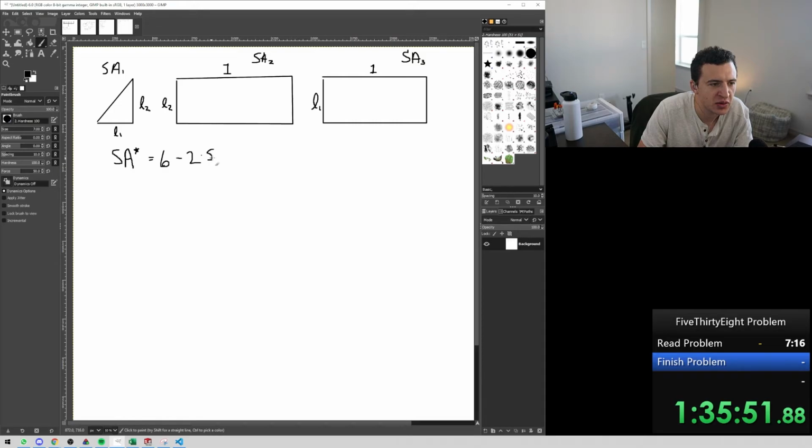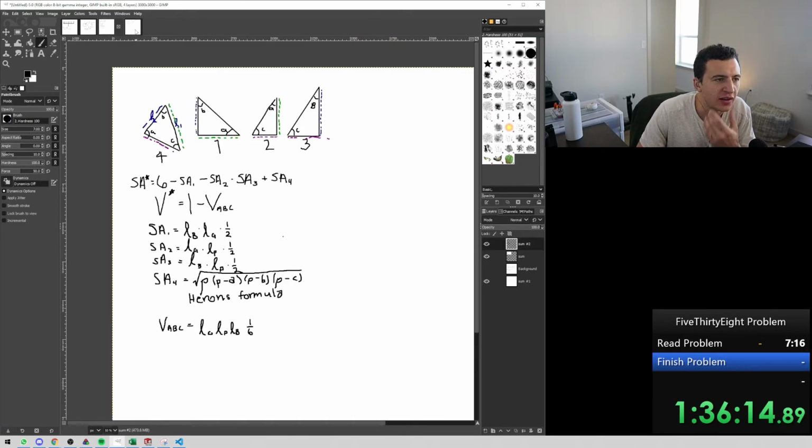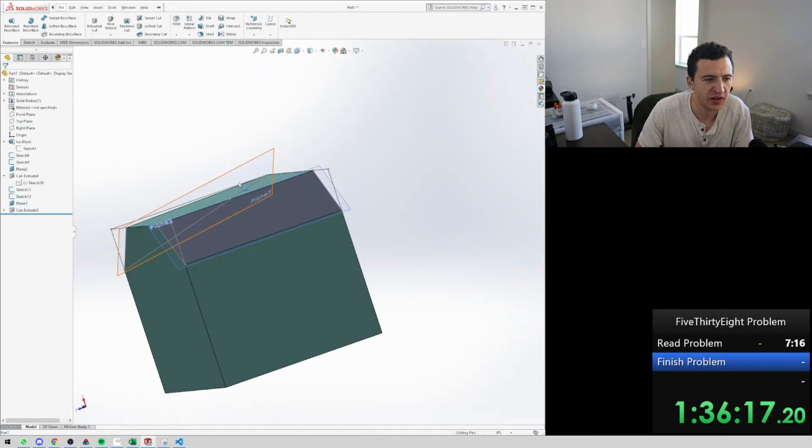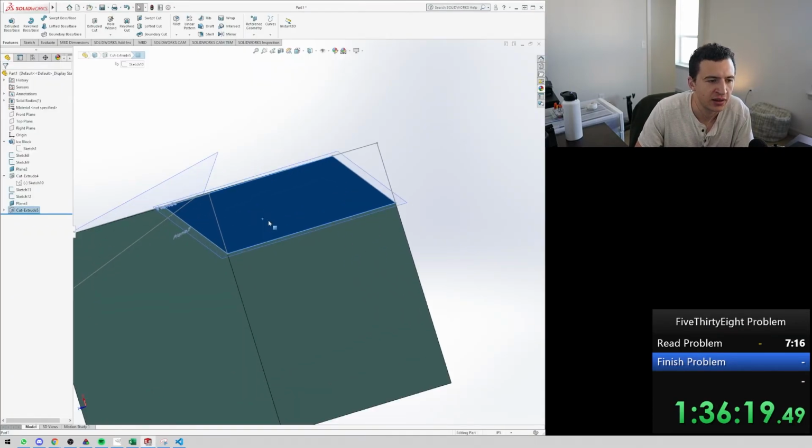2 times SA1 minus SA2 minus SA3. I'm forgetting a part. I keep toggling between stuff. I need to get better at that. Sorry. This part gets added, and so we have to add that to our surface area.